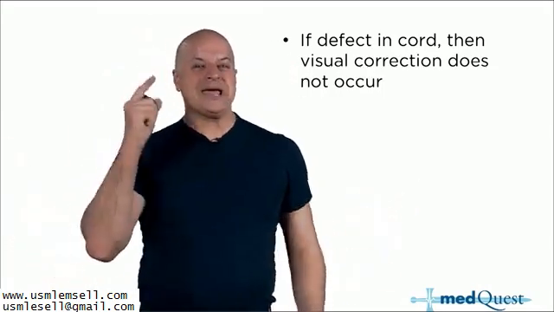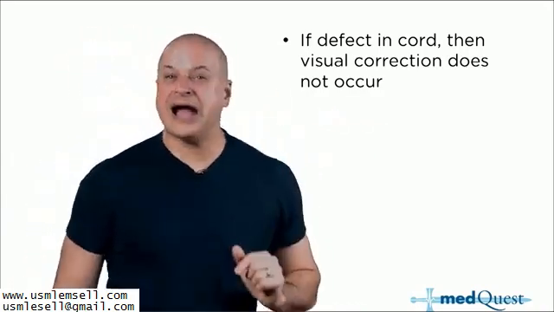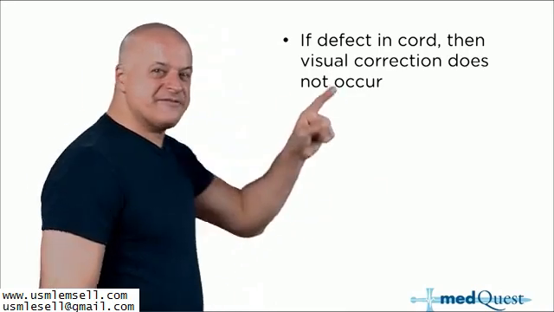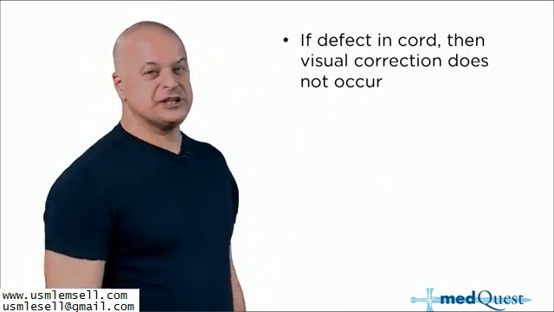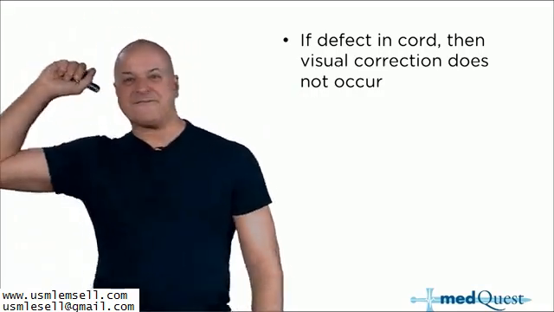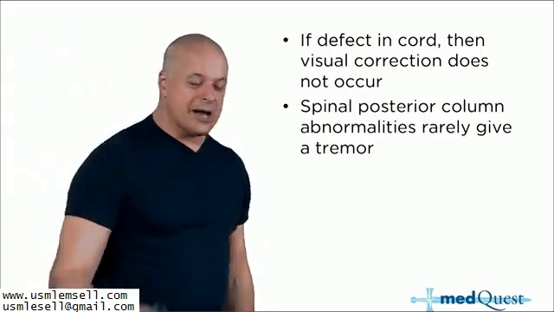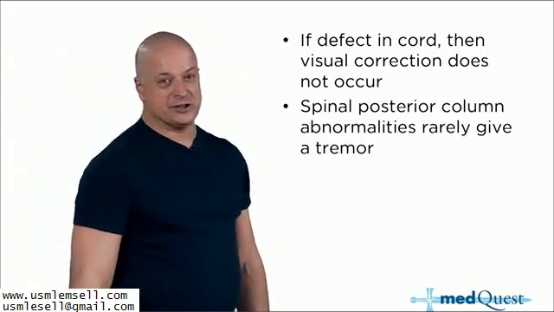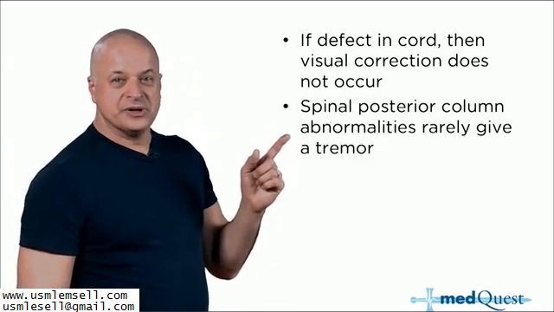But if you can't fix this by opening your eyes, it means the problem's not in the cord. It means the problem is in the cerebellum. See, the spinal posterior column rarely gives a tremor, and they should correct by opening your eyes. You know it's a spinal problem. If it doesn't correct when you open your eyes, it's a cerebellar problem.